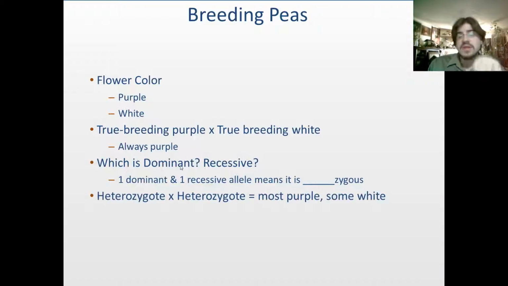But then Mendel went one step further and crossed 2 of the heterozygous offspring from that original parental cross. He referred to this as the F1 cross. And in the F1 cross, most of the offspring were purple, but some were white. About 75% of the offspring were purple, 25% were white. How exactly did this happen?